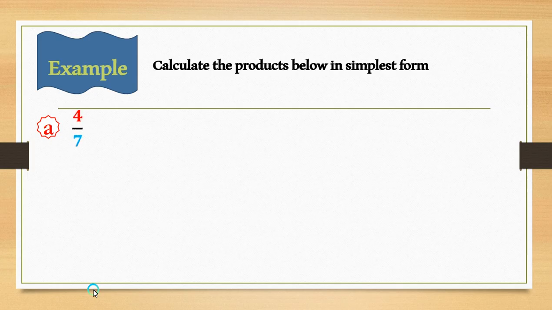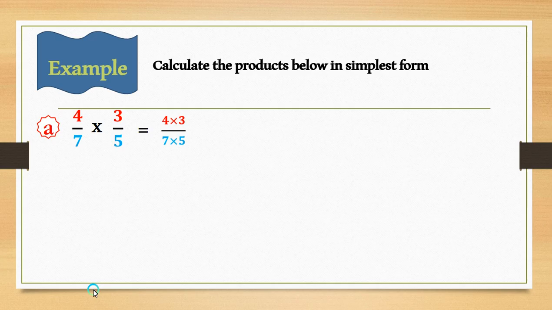So, 4 over 7, or 4 sevenths, times 3 fifths equals. I will follow my rule. I will multiply together the numerators, which will be 4 times 3. And I will multiply the denominators, 7 times 5. Do you remember the multiplication table?